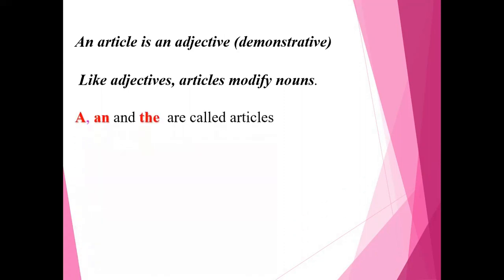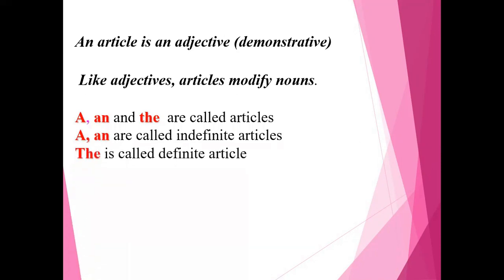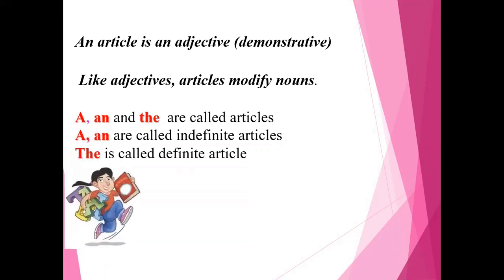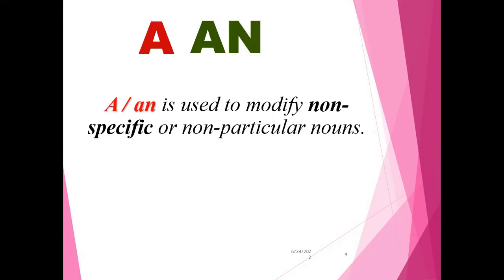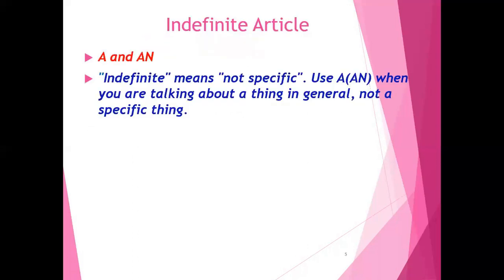A, an, and the are called articles, where a and an are called indefinite articles. The is called the definite article. In today's video, in fact, we are focusing on the indefinite articles a and an. A and an are used to modify non-specific or non-particular nouns.